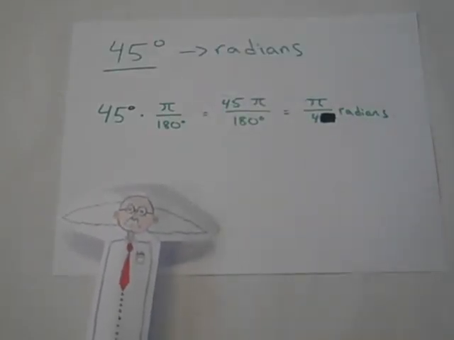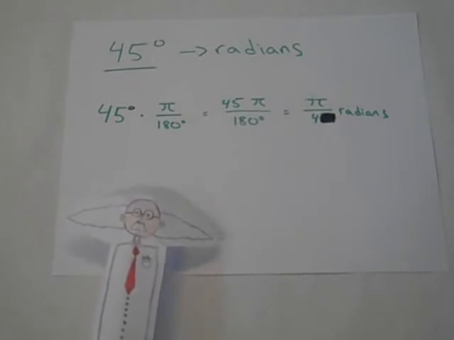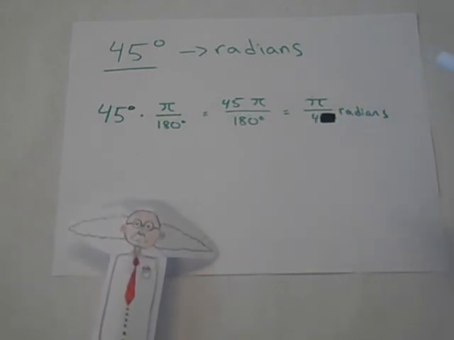Now let's try converting from pi over 4 radians to degrees. We take pi over 4 and multiply it by 180 over pi degrees. The pi cancels out and you're left with 180 over 4 degrees, which simplifies to 45 degrees, just like the unit circle shows.